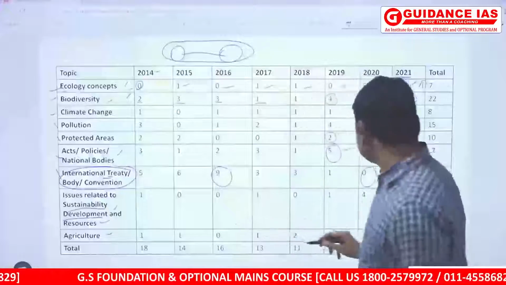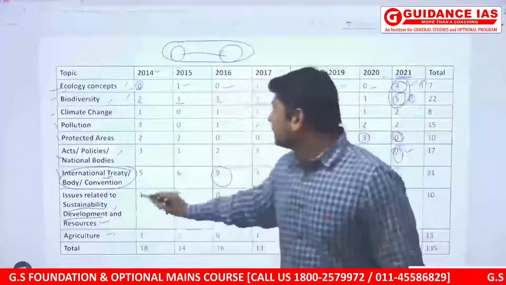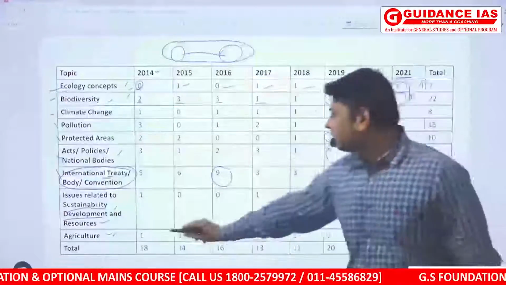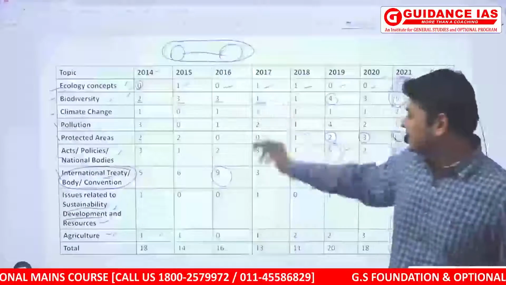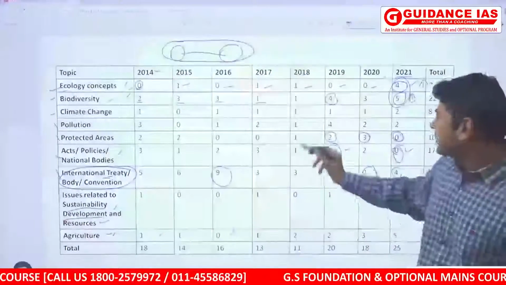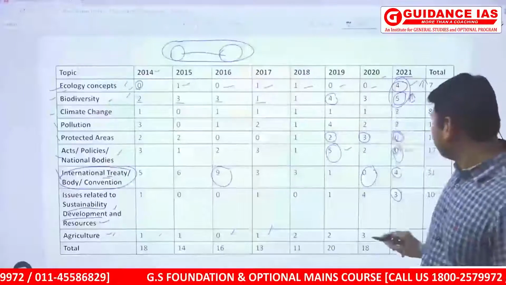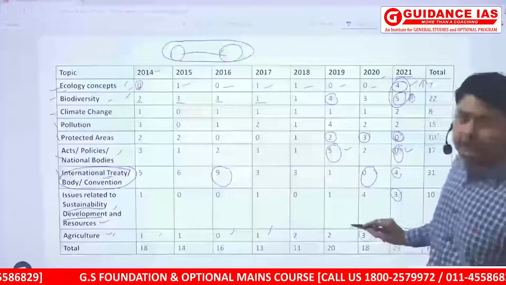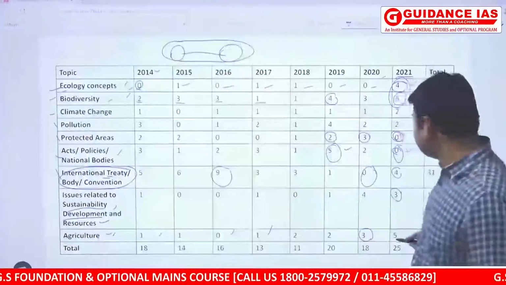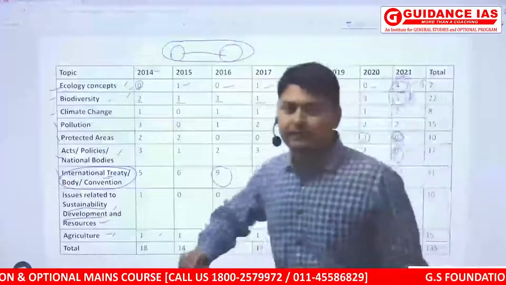Then I'll go further with agriculture. In 2014-15, there was one question. In 2016, there was 0 questions. In 2017, again only 1 question. But if you go further, in 2020 there were 3 questions, and in 2021, there were 5 questions from agriculture.